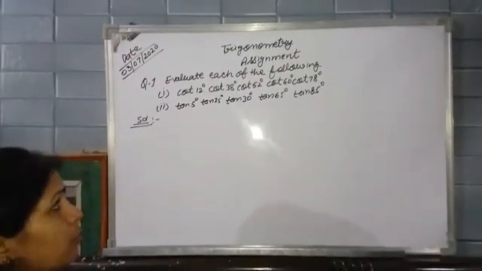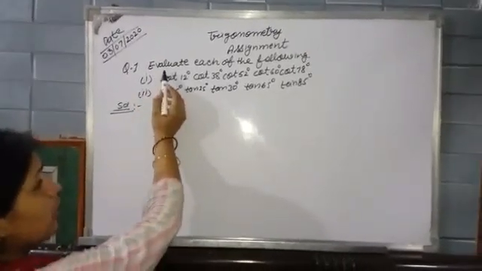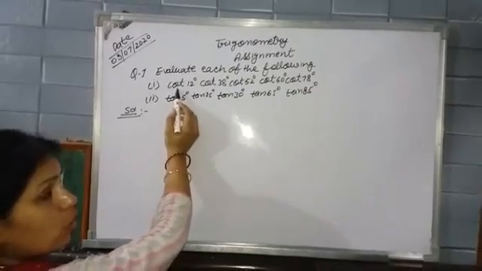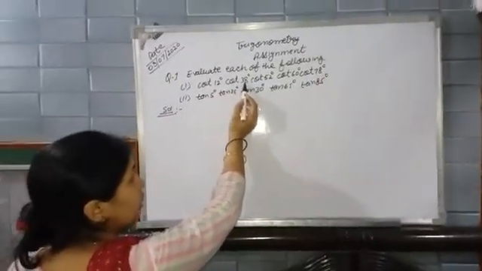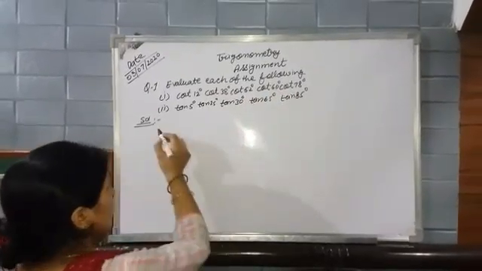Today we will do the assignment of chapter trigonometry, and here is question number one. Evaluate each of the following. First part is cot 12 degree, cot 38 degree, cot 52 degree, cot 60 degree and cot 78 degree.